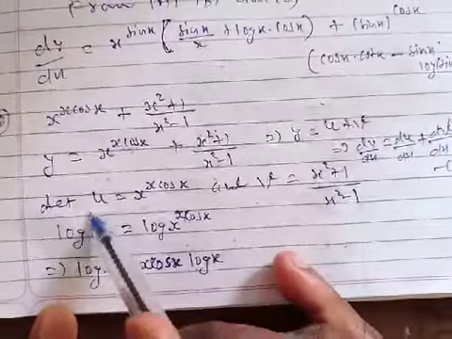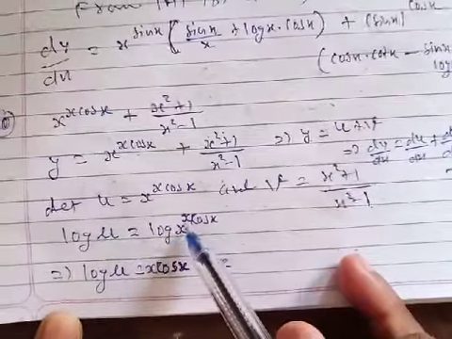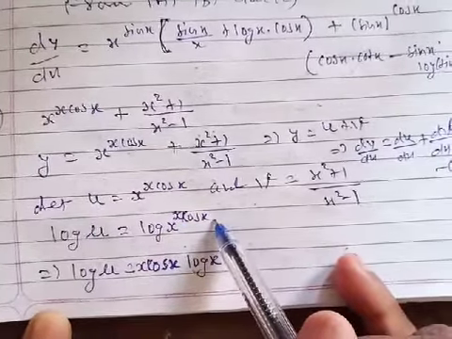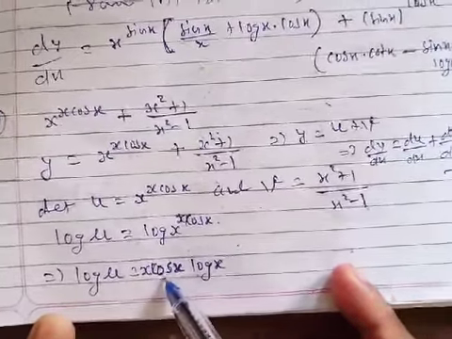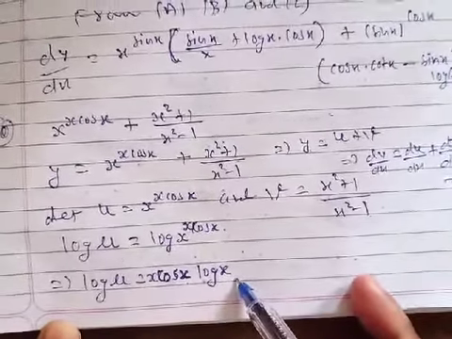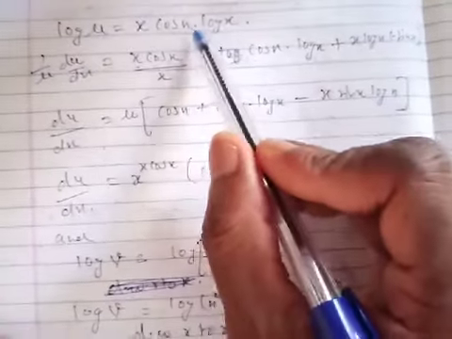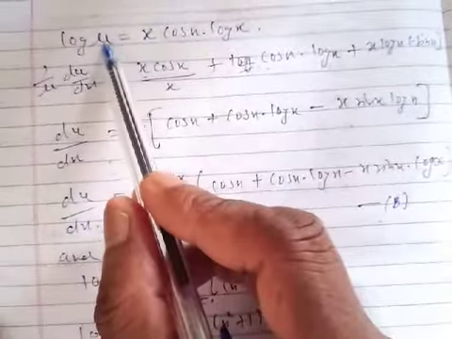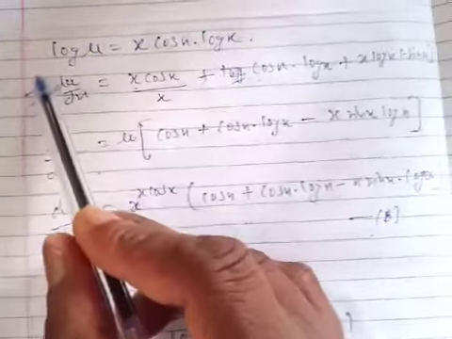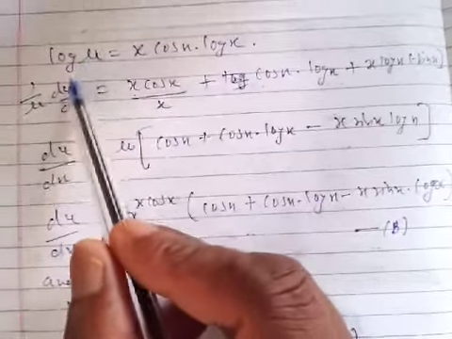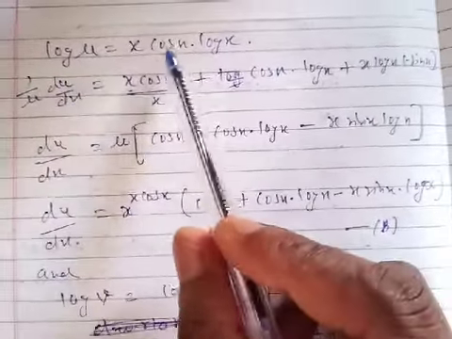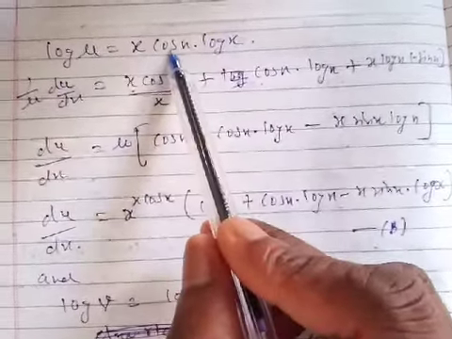So log u is equal to log x raised to cos x. So log u is equal to, the power will come in multiplication, x cos x into log x. Okay. So log u is equal to x cos x into log x. So with respect to x, 1 by u du by dx is equal to, now taking x as a constant, we will take the derivative.